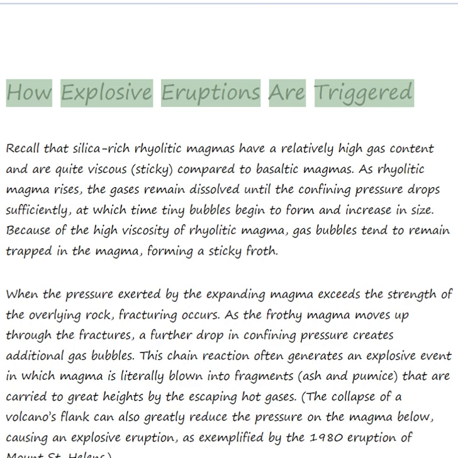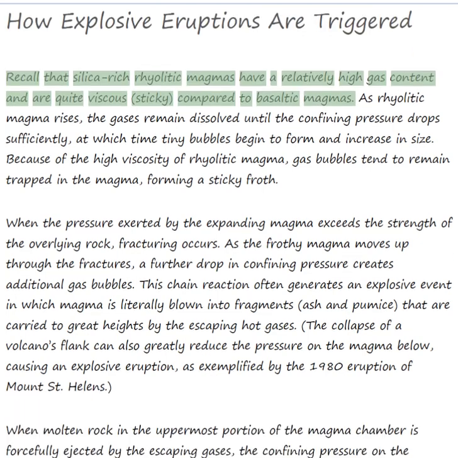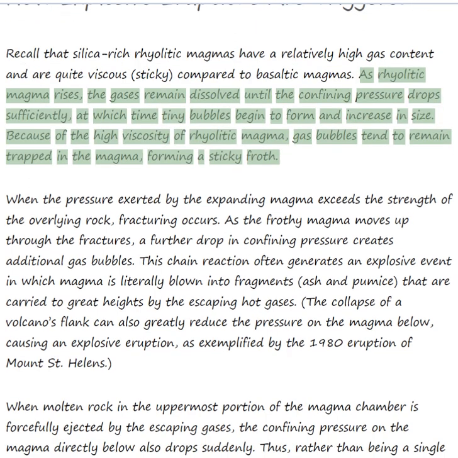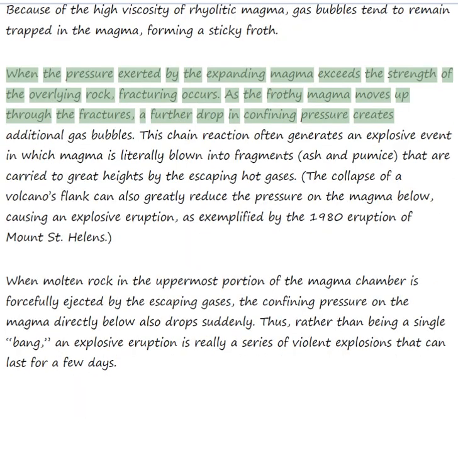How explosive eruptions are triggered. Recall that silica-rich rhyolitic magmas have a relatively high gas content and are quite viscous compared to basaltic magmas. As rhyolitic magma rises, the gases remain dissolved until the confining pressure drops sufficiently, at which time tiny bubbles begin to form and increase in size. Because of the high viscosity of rhyolitic magma, gas bubbles tend to remain trapped in the magma, forming a sticky froth. When the pressure exerted by the expanding magma exceeds the strength of the overlying rock, fracturing occurs.